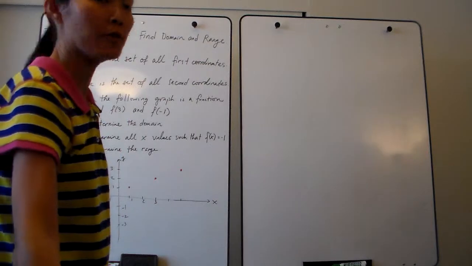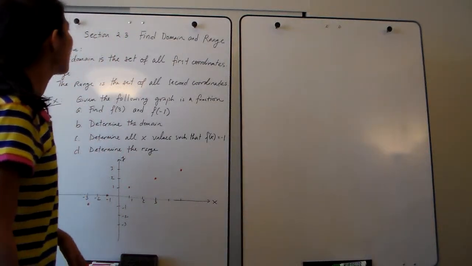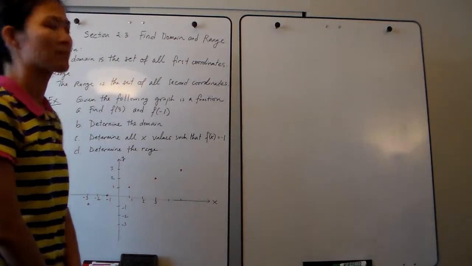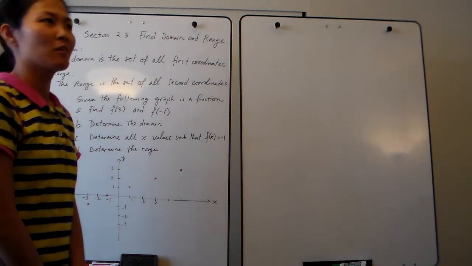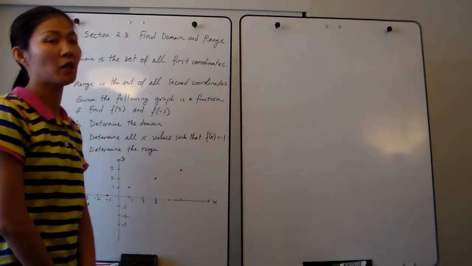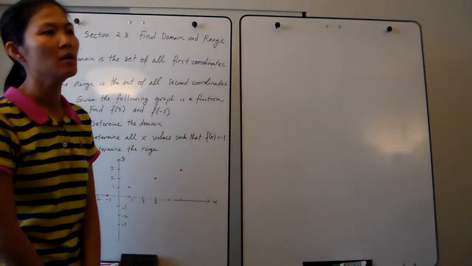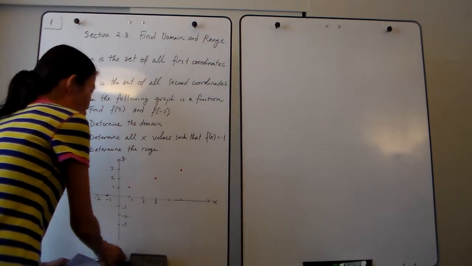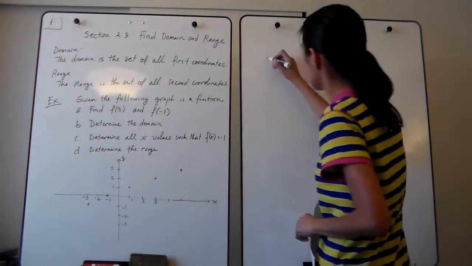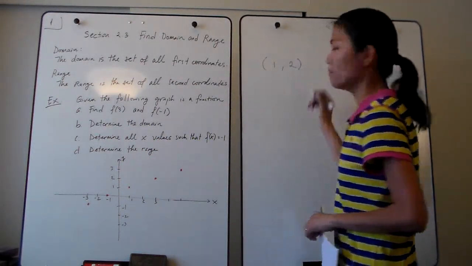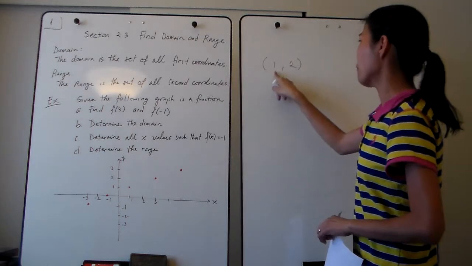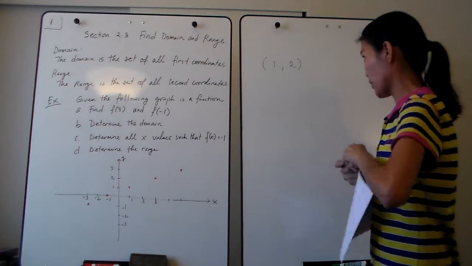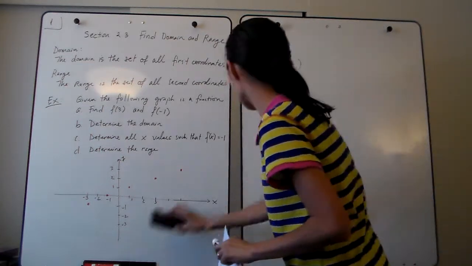Okay, we'll talk about section 2.3, find domain and range. This is section 2.3. Now, I hope you still recall what we learned from the previous section. We talked about domain, range, the ordered pair. If you recall, the ordered pair (1, 2), okay? This is the first coordinate. This is the second coordinate. So just keep that in mind, the term coordinate.